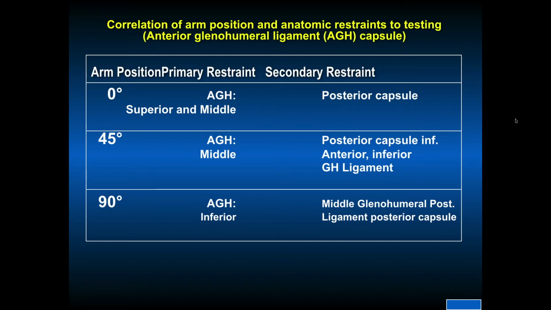However, with instability, a secondary restraint at 90 degrees is the middle glenohumeral posterior ligament, posterior capsule. So anterior inferior, posterior inferior, a hammock is created, and when we do instability surgery for anterior instability, we want to recreate that hammock, typically putting it back to the glenoid. So at 90 degrees is when the anterior inferior glenohumeral ligament is the primary restraint.